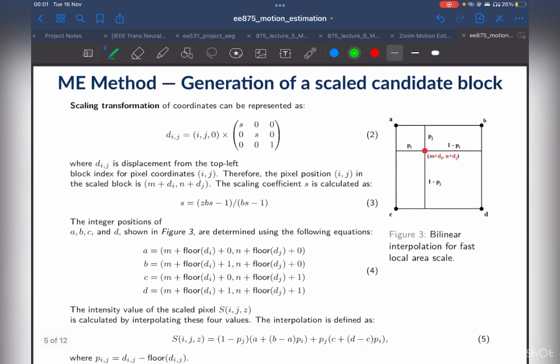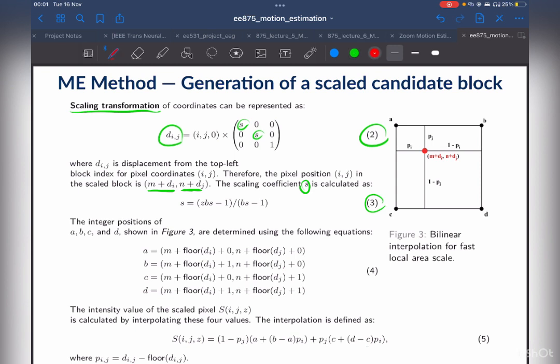Okay, to generate a scaled candidate block, a scaling transformation is used as in equation 2, where d_ij is the displacement from the top left block index for pixel coordinate ij. Thus, the pixel position ij in the scaled block is m plus d_i and n plus d_j, and the scale coefficient is calculated as in equation 3, which is S equal to (block size minus 1) over (block size minus 1).